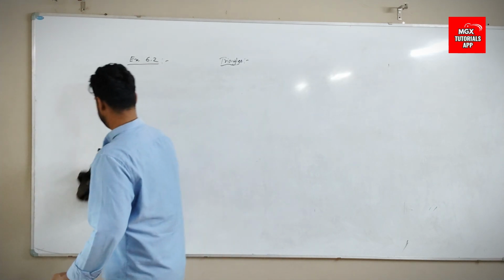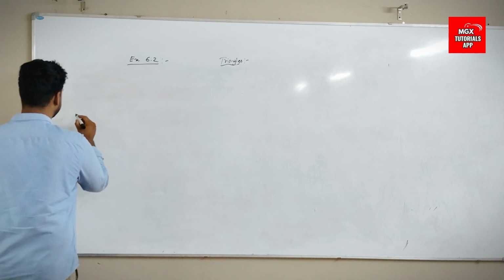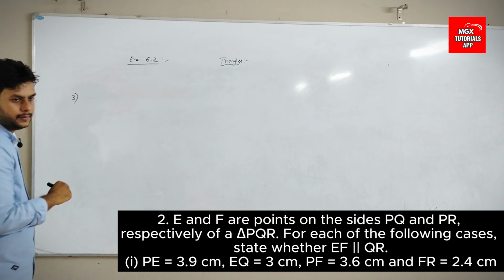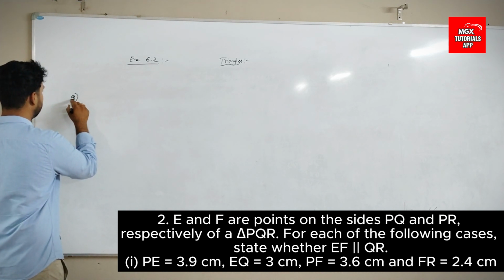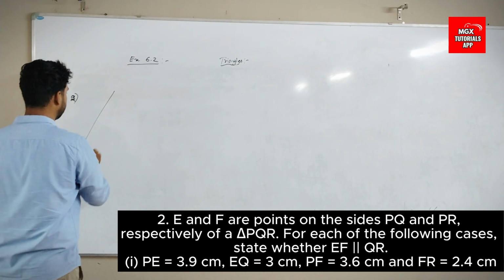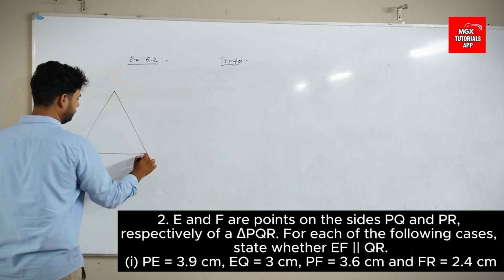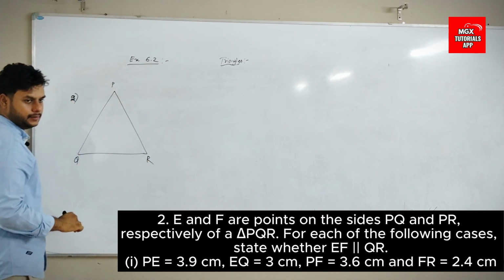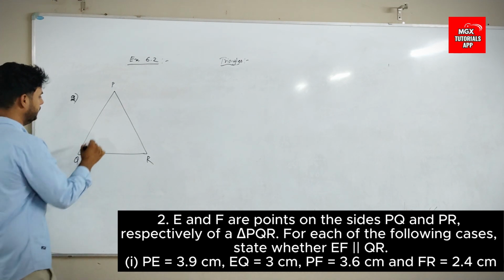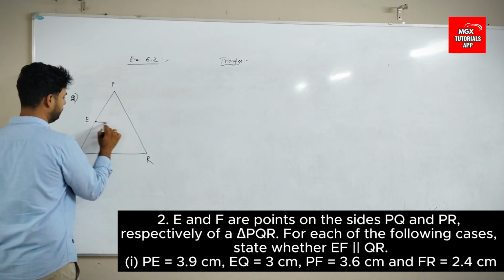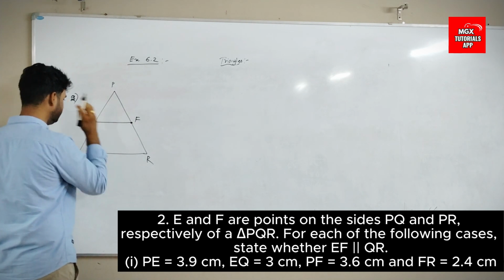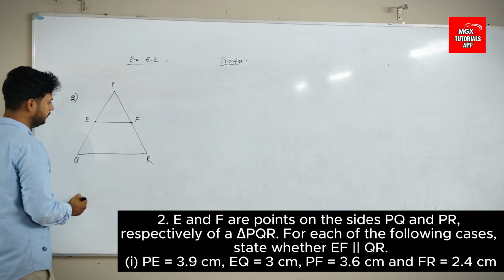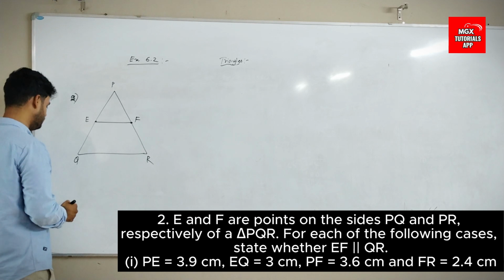Next one. Second one. Read. Here there are points E and F. E and F are points on the sides PQ and PR respectively of the triangle PQR. For each of the following cases, state whether EF is parallel to QR.